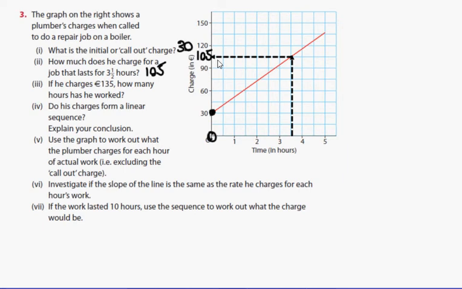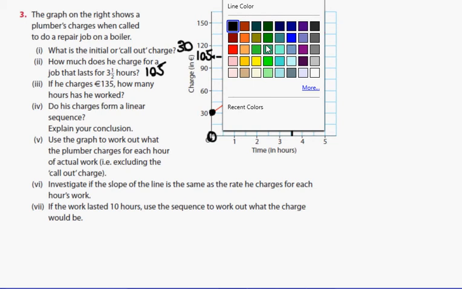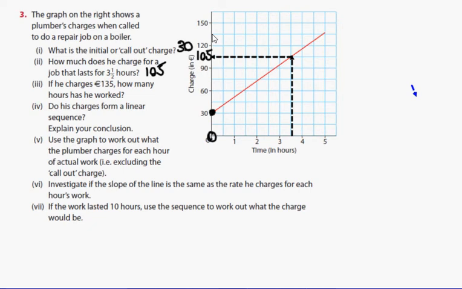If he charges 135, how many hours has he worked? Okay. Where is 135 located? Can anybody tell me? In between 120 and 150. So you go to 135, you go all the way across till you hit the line, then you go all the way down. This job takes how many hours? 5 hours. Okay.